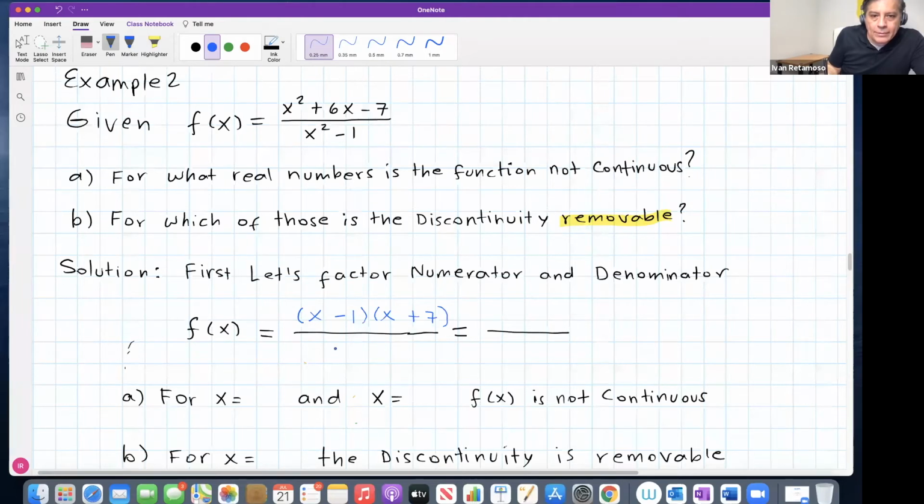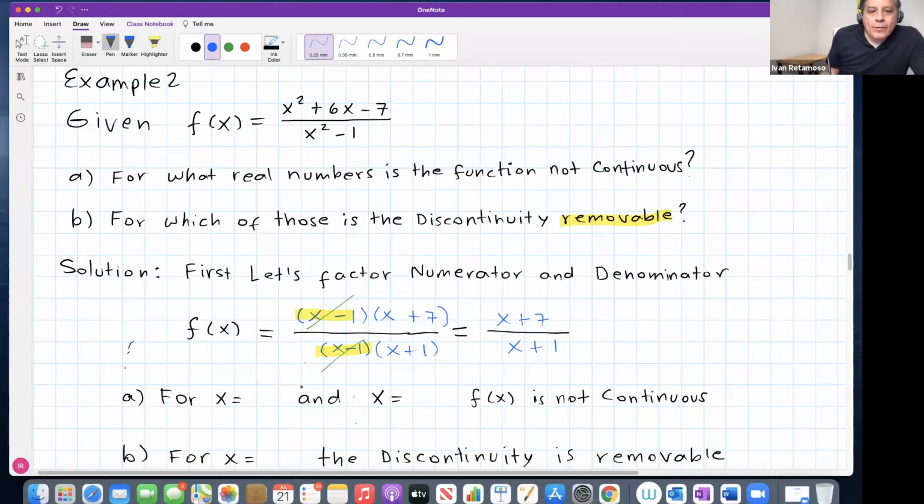The denominator factors as x minus 1 multiplied by x plus 1, difference of the squares. Right there, you notice that there is something that we can cancel, which is this factor, x minus 1, top and bottom. Let's cancel them. And what is left? x plus 7 over x plus 1.